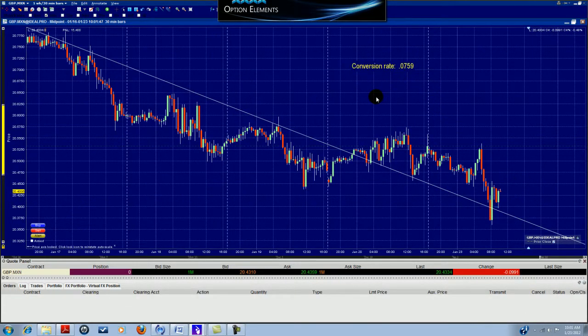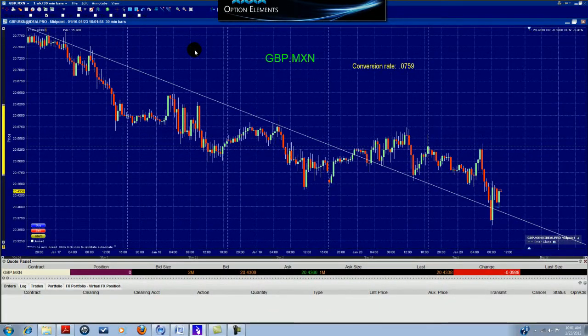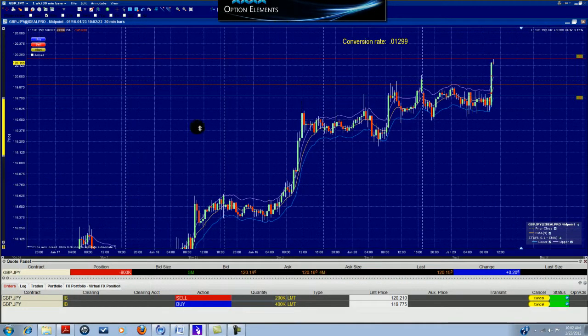There's our conversion rate. I put that on there for you guys to make it a little easier. So what you can do is take this P&L up here for the Mexican dollar. That's 15,400 Mexican pesos. So you take 15,400 times your conversion rate, and that's $1,168 profit on that trade. Of course, you can do the same thing here with the Japanese yen. Now, obviously, you can calculate our current debit on that trade.